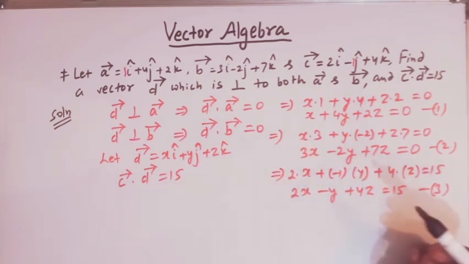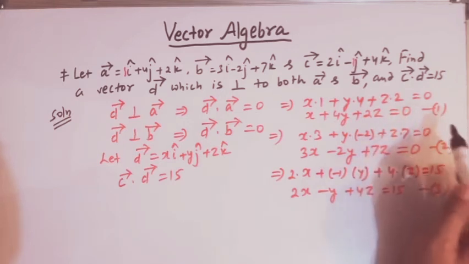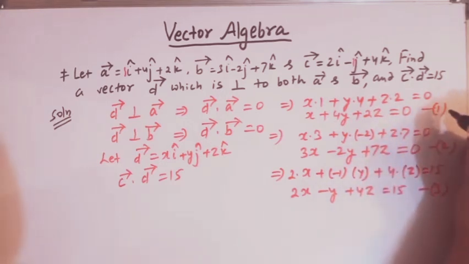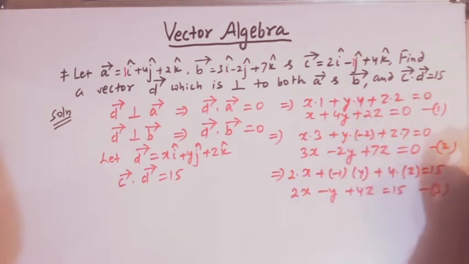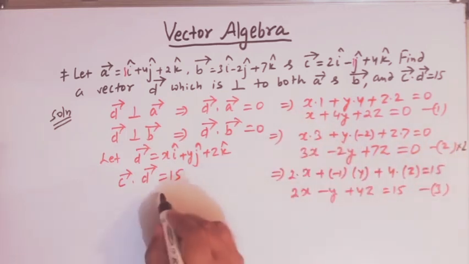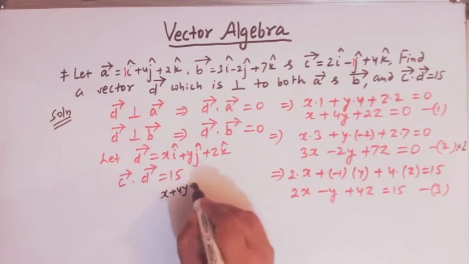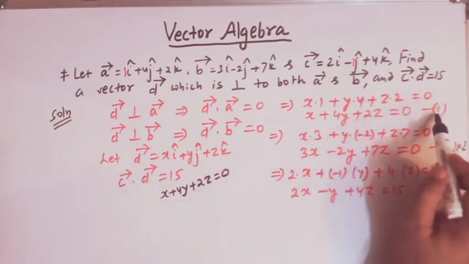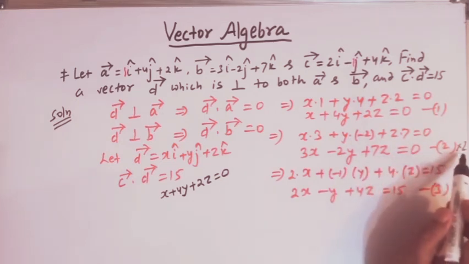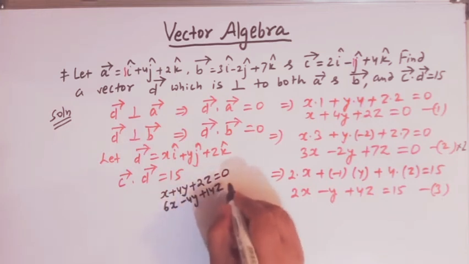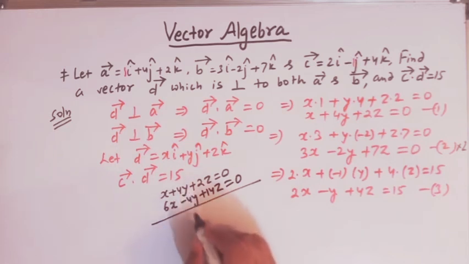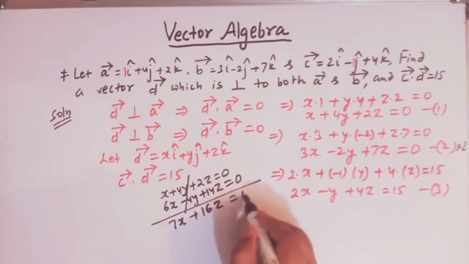So what we will do, we can first solve equation number 1 and 2. Let us eliminate y from equation number 1 and 2 and multiply equation number 2 by 2, right? So we have x + 4y + 2z = 0. This is equation number 1, and if we multiply equation number 2 by 2, we get 6x - 4y + 14z = 0. Now if we add these two equations, the y terms get cancelled. We have 7x + 16z = 0, right?